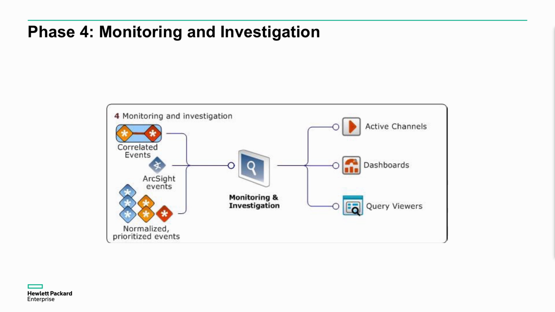So in this case, we'll look at the events through, say, for example, active channels, looking at our primary investigation channel, for example. We might want to put those events into a dashboard. Again, this could be a combination of both correlated events, audit events, internal ArcSight events, as well as those normalized events themselves. And then additionally, we want to use things like query viewers to do a fast way of generating a particular dashboard element, component, or report as well. So we can look at and investigate through that data accordingly.